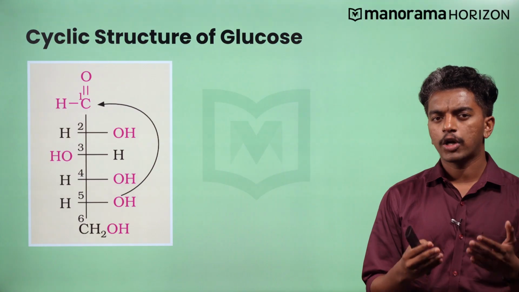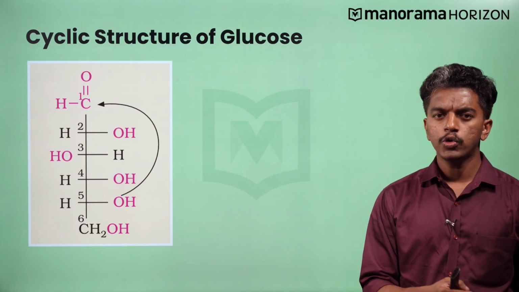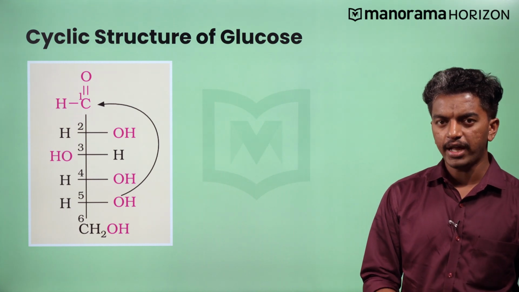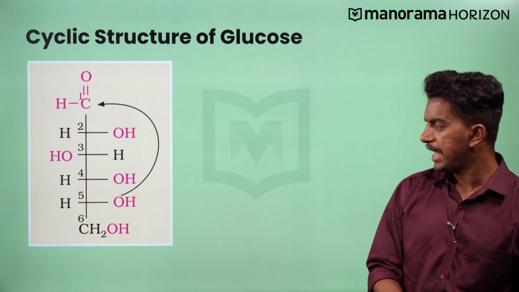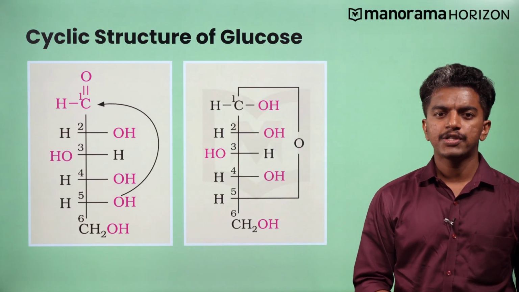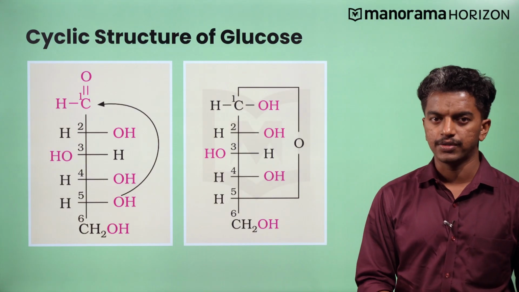Now, let us have a closer look into the cyclic structure of glucose. Here, glucose forms a 6-membered ring in which OH at the C5 is involved in the ring formation, as you can see here. This OH group adds to the CHO group. This gives a cyclic hemiacetal structure.